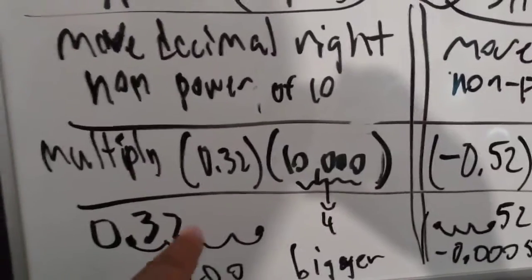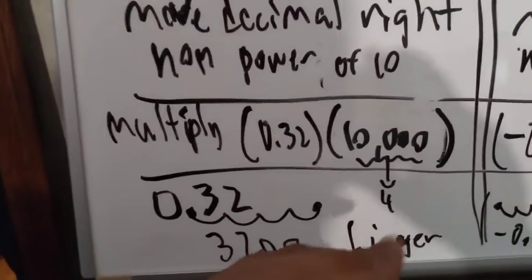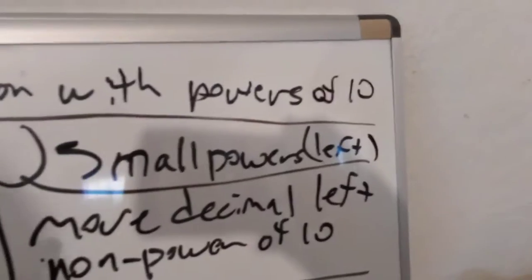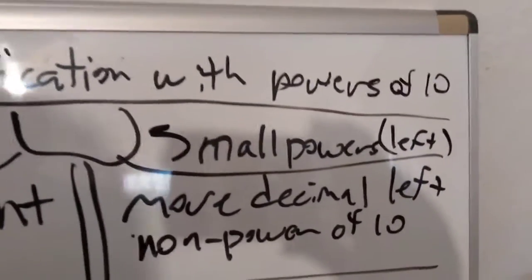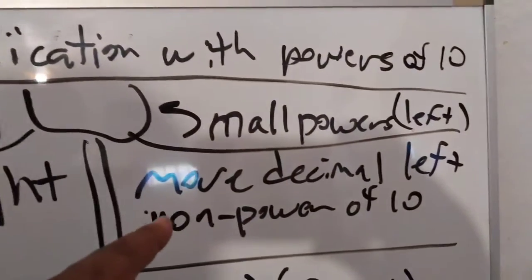So our focus really, when we multiply by bigger powers of 10, is that it makes the number bigger. Smaller powers of 10 are going to make it smaller, and that's what we're going to find out now. So with small powers of 10, we're going to move the decimal point to the left, which makes the number smaller, right? So we're going to move the decimal place to the left on the non-power of 10 number.